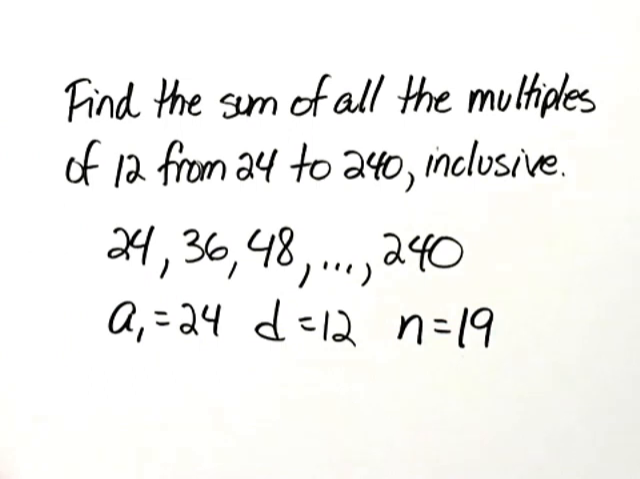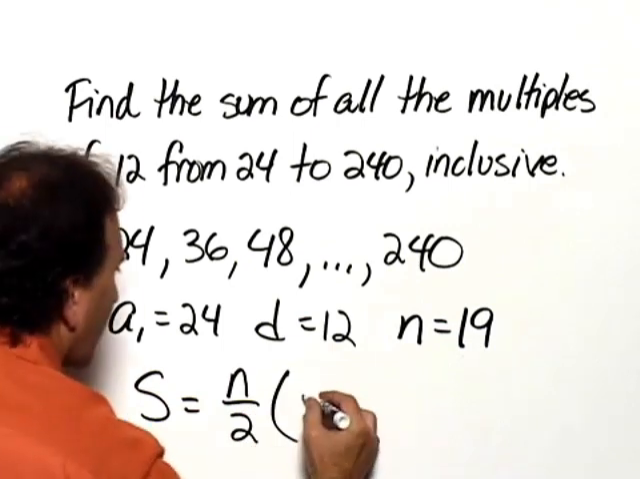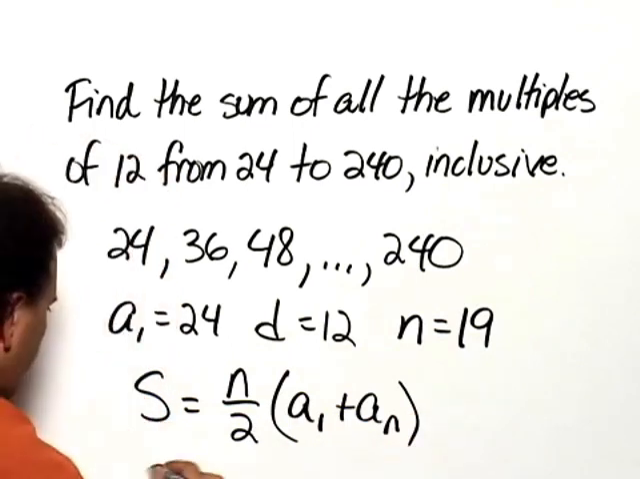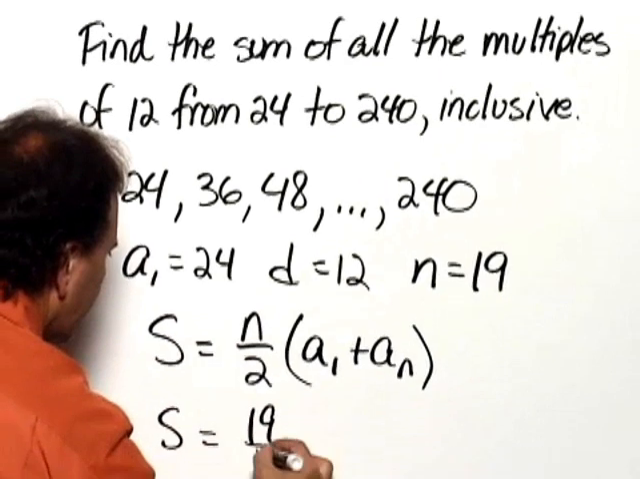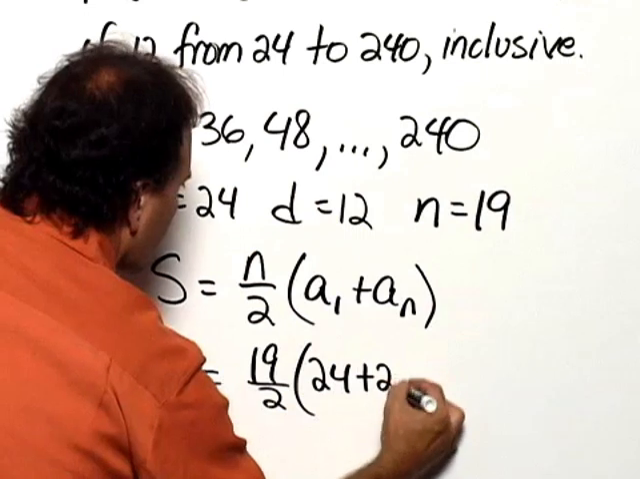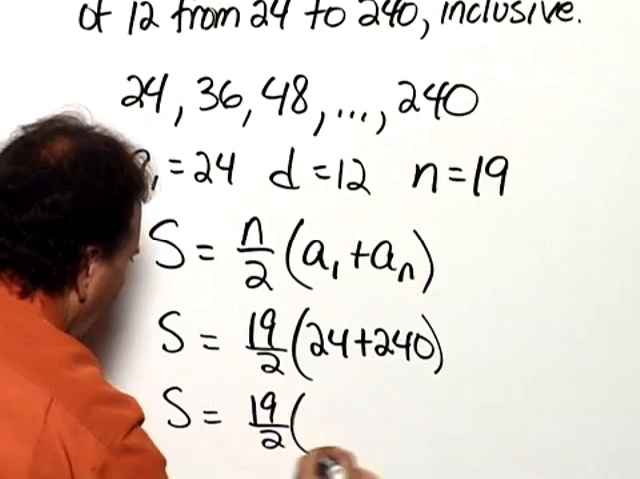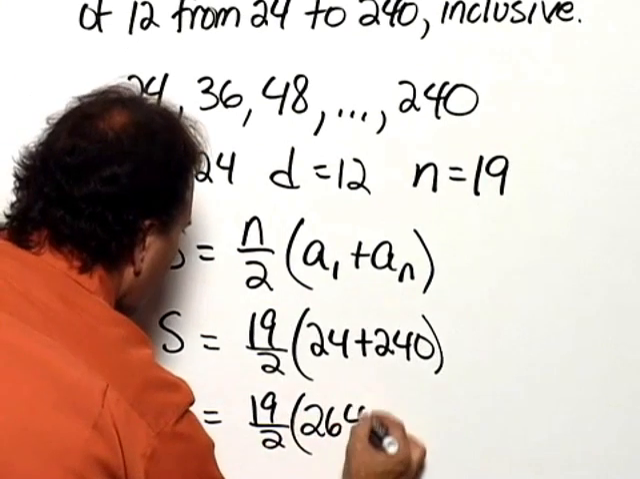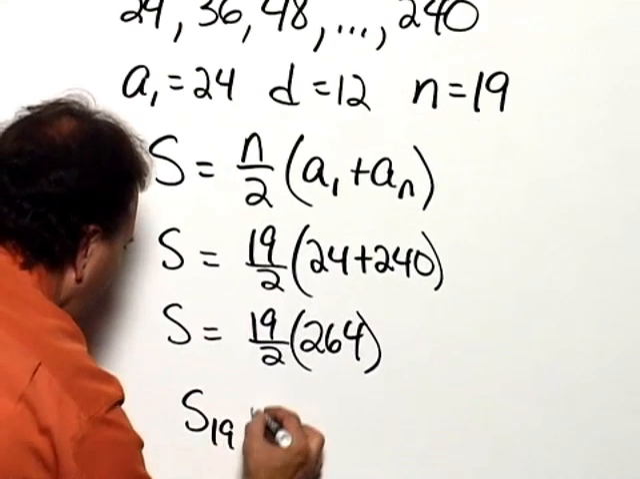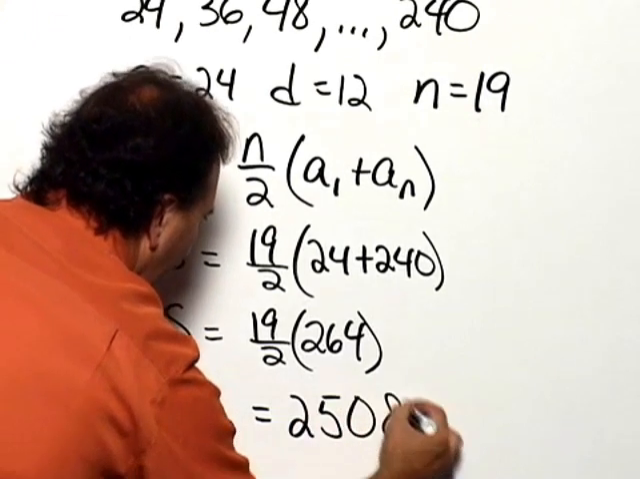And therefore, we use the formula S equals n divided by 2 times the sum of A sub 1 plus A sub n. So the sum would be equal to 19 divided by 2 times the sum of 24 plus 240. That would be, the sum equals 19 halves of 264. And when we multiply by 19 and divide by 2, we'll find the sum of those 19 terms is equal to 2,508.